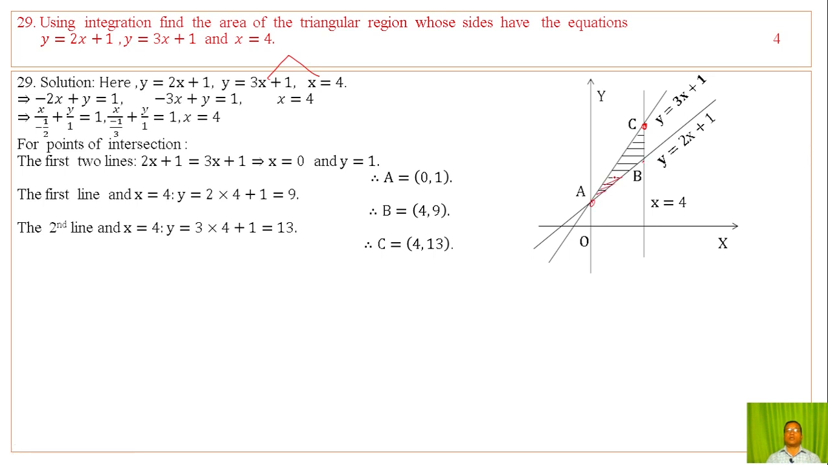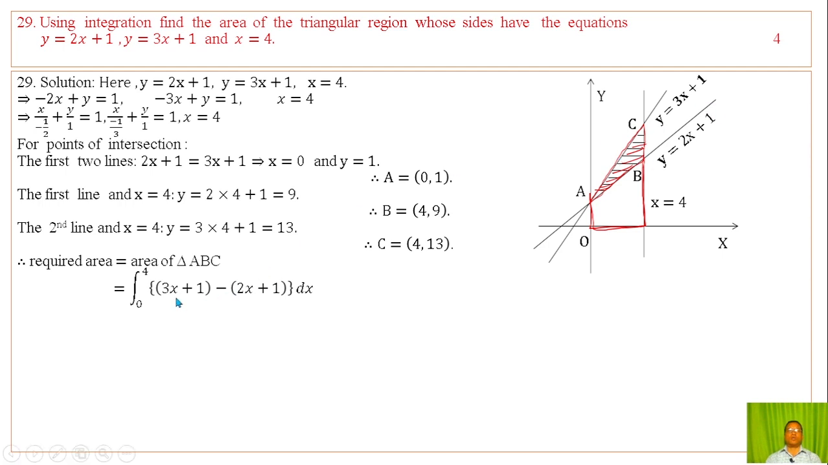The required area is the area of triangle ABC, which is equal to the area between the two lines, since both lines and the triangle have the same base on the x-axis. The y value of the upper line is 3x plus 1 and of the lower line 2x plus 1, with x ranging from 0 to 4. Simplify, integrate, evaluate using the fundamental theorem, to get the area in square units.